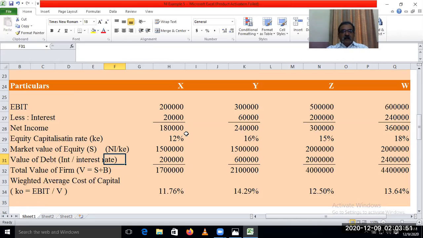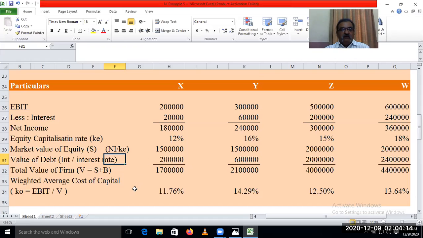So 1,80,000 divided by 12%, that is equal to 15 lakhs. Y: 2,40,000 divided by 16%, 15 lakhs. Z: 3 lakhs divided by 15%, that is equal to 20 lakhs. W: 3,60,000 divided by 18% is equal to 20 lakhs.